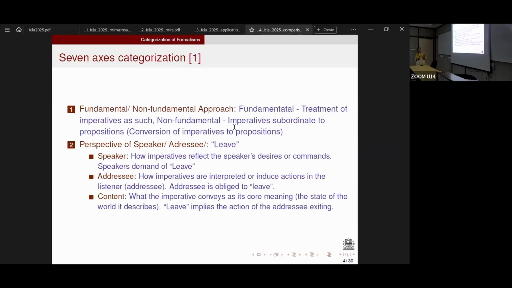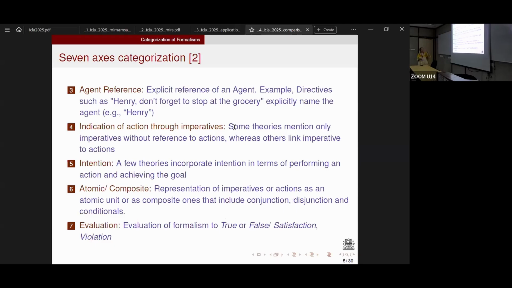The second one is perspective, speaker or addressee. Again, Sir was talking from the speaker point of view, who is important. From the addressee, if we take, that is the addressee point of view. So we also categorize with respect to that. There is the agent reference, whether we are specifying the imperative to that particular agent. We are mentioning, you do the task, or it is general, just do your task.